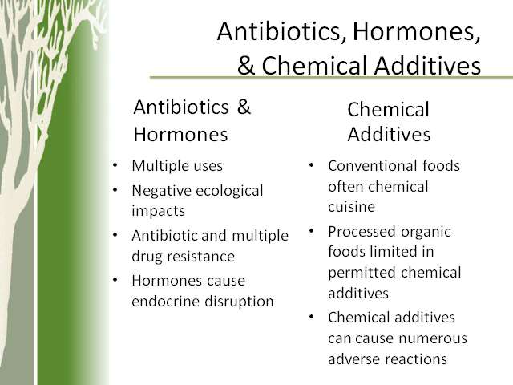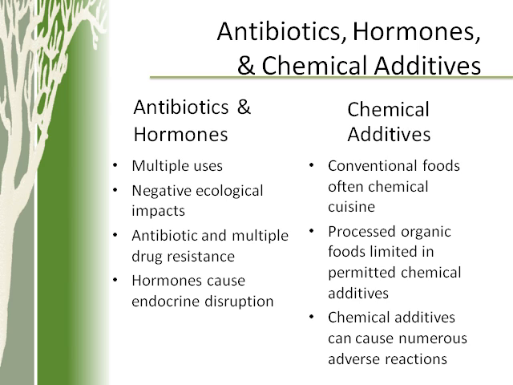In conventional systems, antibiotics and hormones are used to reduce animal morbidity and mortality and to promote growth to meet production demands. These substances have negative ecological impacts from conventional feedlot runoff. Antibiotic use contributes to antibiotic and multiple drug resistance in animals and humans, and thus poses a greater risk of enteric pathogens. Hormones cause endocrine disruption.